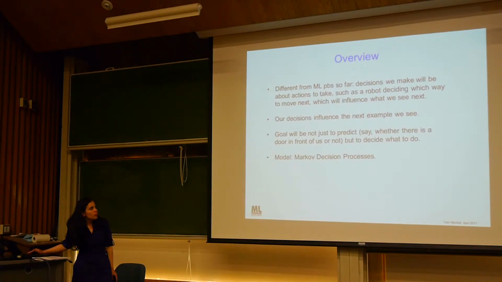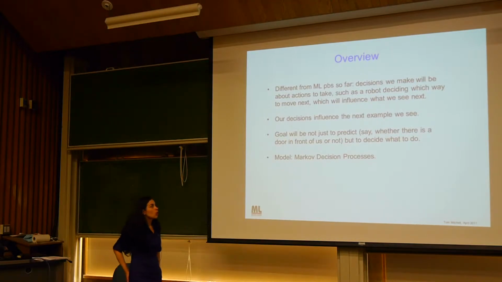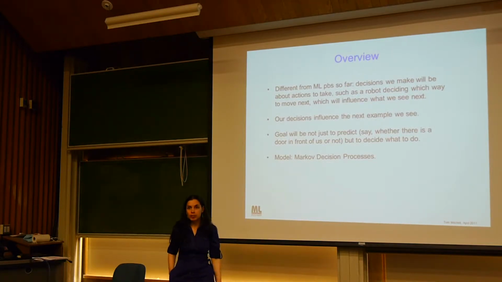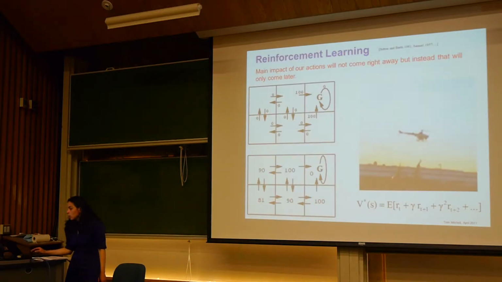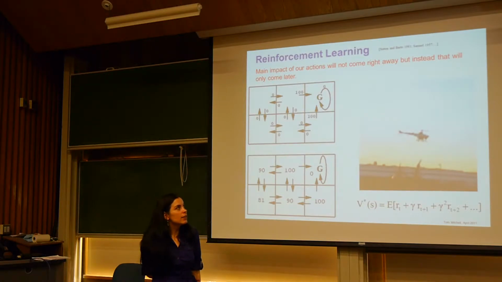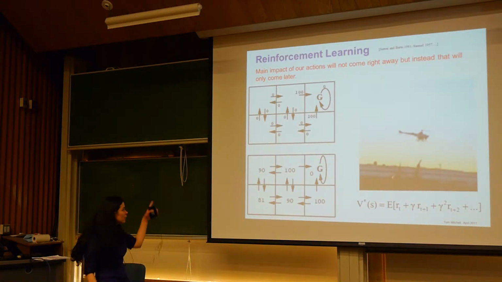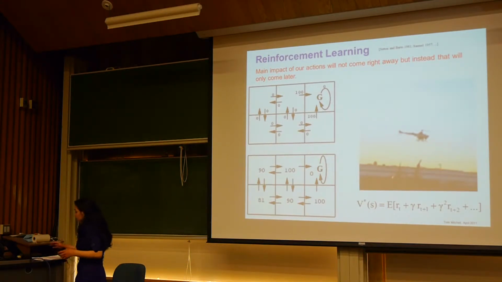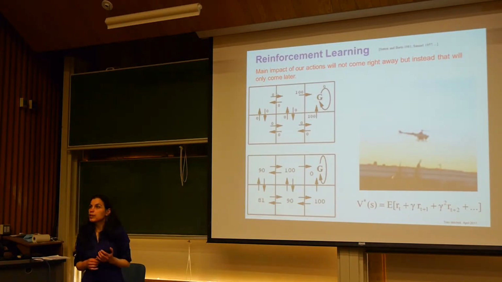And in order to talk about such problems, we're going to use a model called Markov decision processes that I'll define in a bit. A very cool aspect of this topic is that we have delayed feedback. In particular, the main impact of our action is not going to come right away, but instead it would come much later. Just as a toy example, imagine that we have a robot moving in this grid over here. So we have a 6-cell grid, and the robot is moving in that grid.